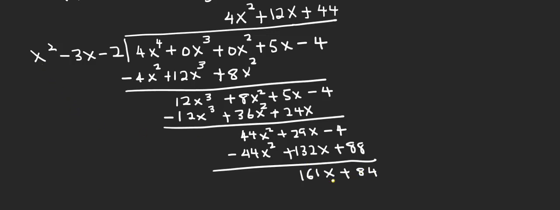Now notice x squared cannot go into 161x because the degree, the exponent over here is 1, and over there it's 2. So we're done. So basically what we have is the remainder, so plus 161x plus 84 over the divisor, which is x squared minus 3x minus 2.